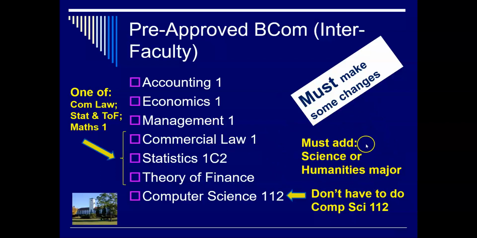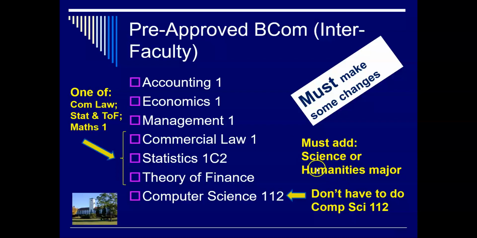to do. So let us suppose that you want to major in, say, management and sociology. You would then need to add sociology to your first year curriculum. Because you've now added sociology, we will then have a choice over here of doing one of commercial law, stats and TOEFL, or maths 1. You choose one of those. And the one, of course, which you don't do, we do in your second year.